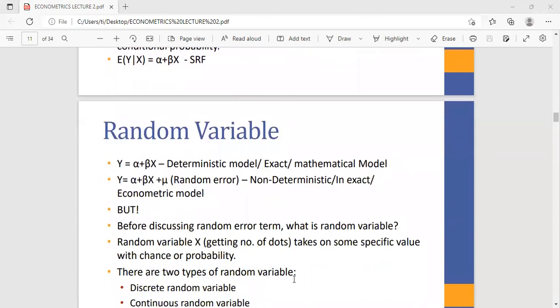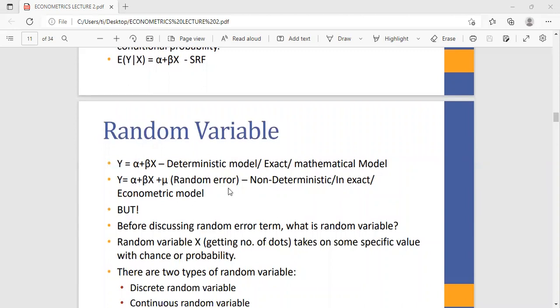Now let us discuss one related concept, that is called a random variable. So we start from our simple linear regression model or classical linear regression model from this particular point. In the simple linear regression model, we have one dependent variable on the left hand side and one independent variable on the right side of the equation, and alpha and beta are the parameters of the model.